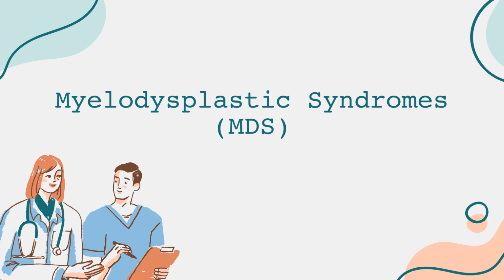In cases where MDS progresses to a more severe state, treatment options may include chemotherapy or even stem cell transplantation, which can potentially cure the syndrome by replacing the defective bone marrow with healthy cells from a donor. It's crucial to involve a hematologist who specializes in blood disorders, as they can provide tailored treatment plans based on the specific subtype of MDS.